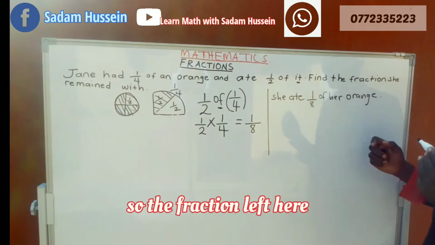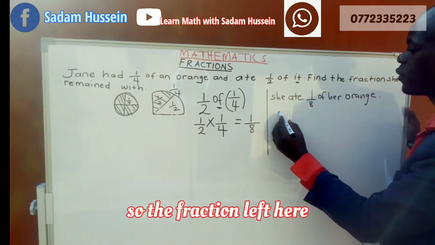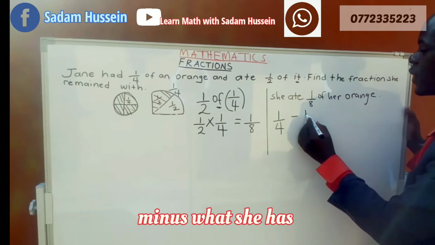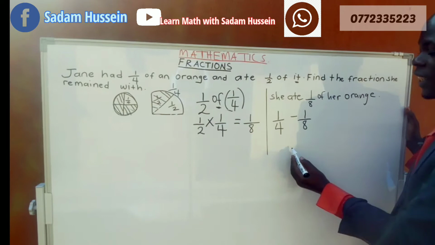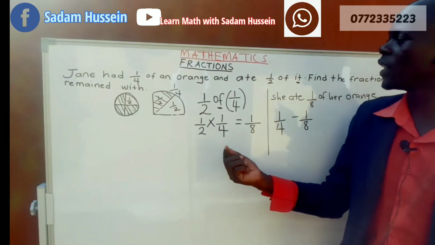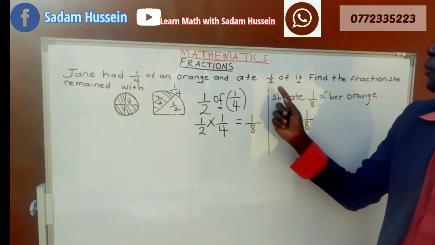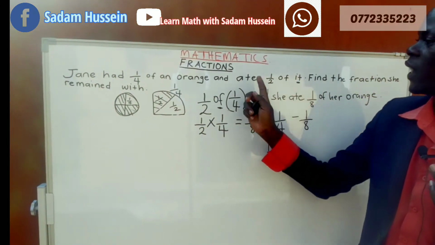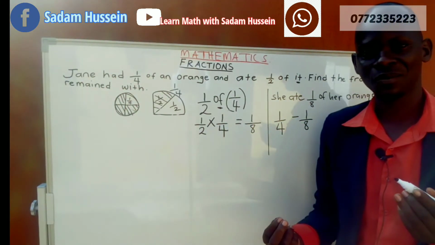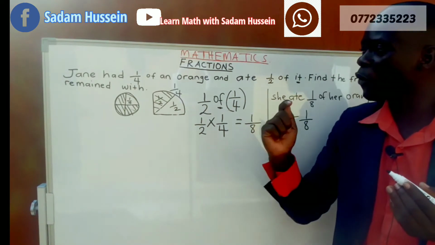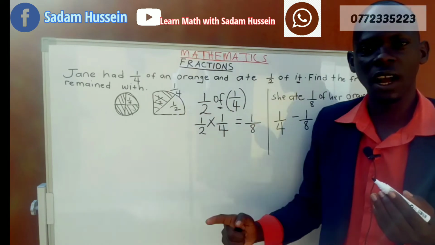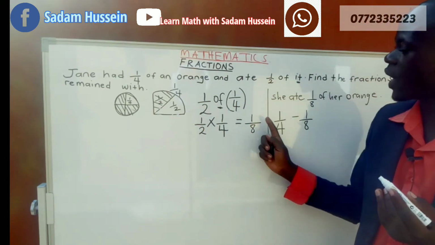1 out of 8. So the fraction left here is going to be what she had, which is a quarter, minus what she has eaten. To get the fraction which remained, some of us shall just say a quarter minus a half, because they are saying she ate a half of it, a half of the orange. It's not like that. Please, you first of all get the half of that orange, a half of what she had, a half of a quarter. Remember, half of a quarter is 1 out of 8.